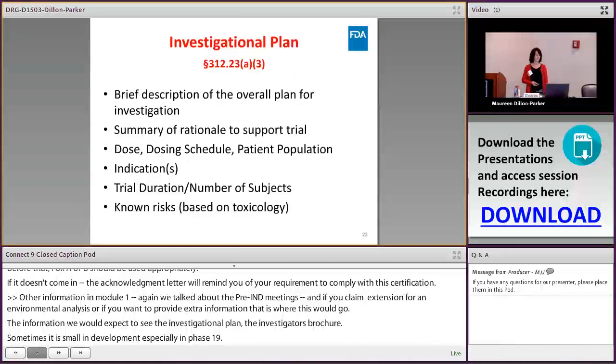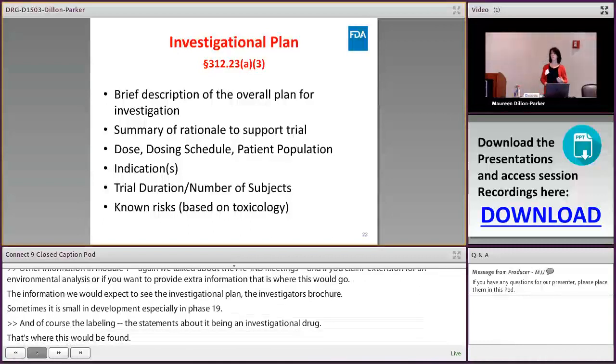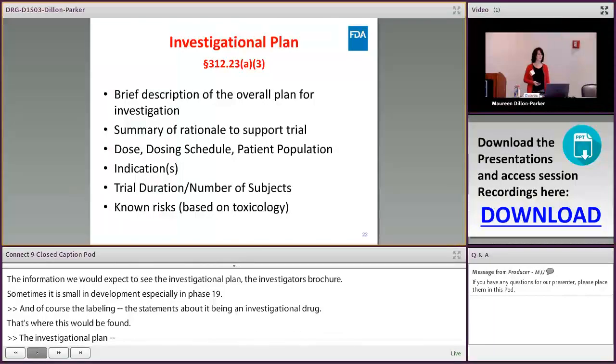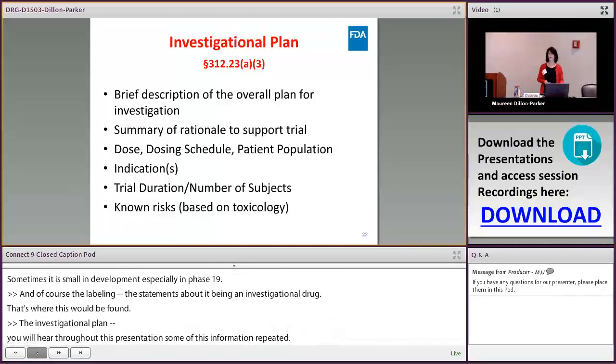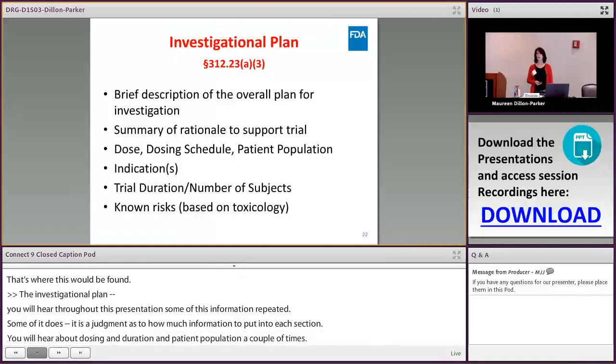It has to carry your caution statements about being an investigational drug, and this is where this information would be found. About your investigational plan, again, you'll hear throughout this presentation some of the information just seems like it repeats, and some of it does, and it's really a judgment as to how much information you put in each section. So you'll probably hear me mention dosing and duration, patient population, and indications a couple of times.